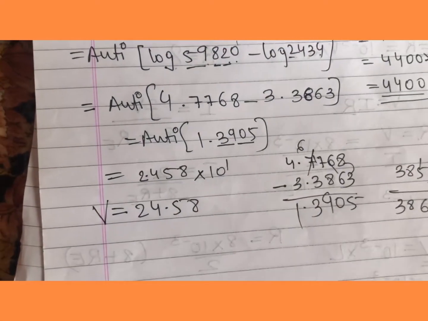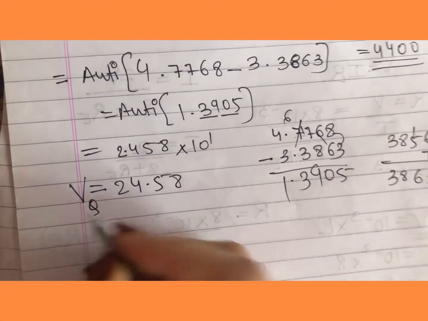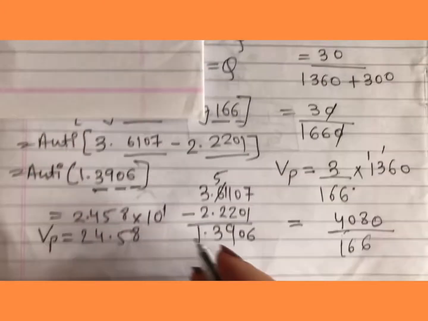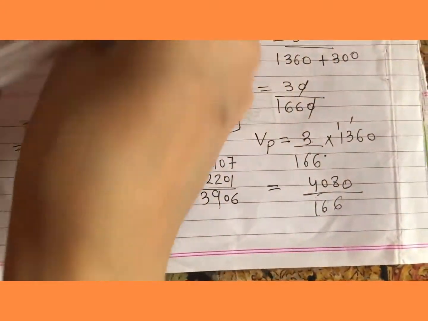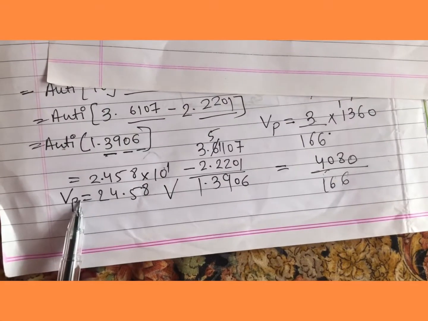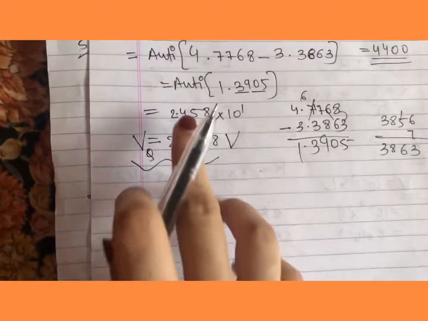Potential difference across resistor Q. This is potential difference, so it will be in volts. Even here we have calculated, it will be in volt. Now see, if you see potential difference across resistor Q and potential difference across resistor P is same, 24.58, 24.58.